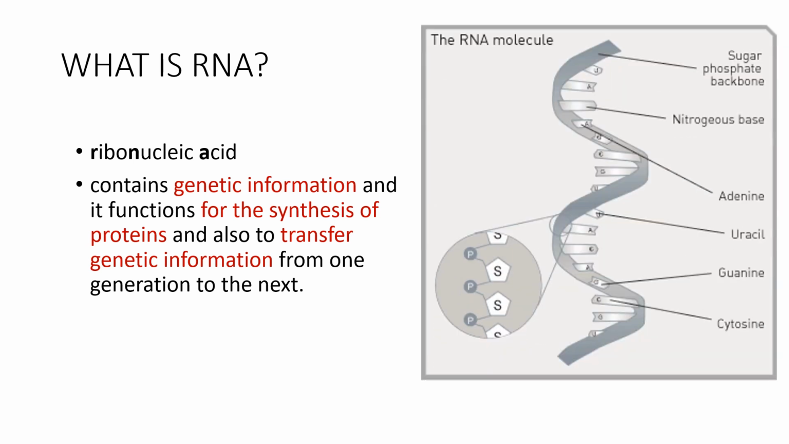RNA is a single-stranded structure which can be found in both your nucleus and cytoplasm. Compared to DNA, the sugar of your RNA is ribose. And the nitrogenous bases include adenine, uracil, cytosine, and guanine. So it differs to DNA with this uracil nitrogenous base instead of the thymine.